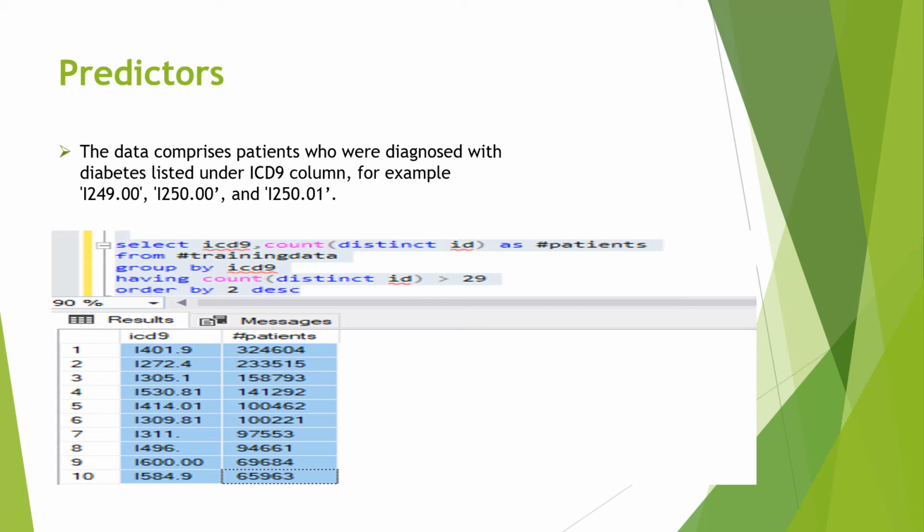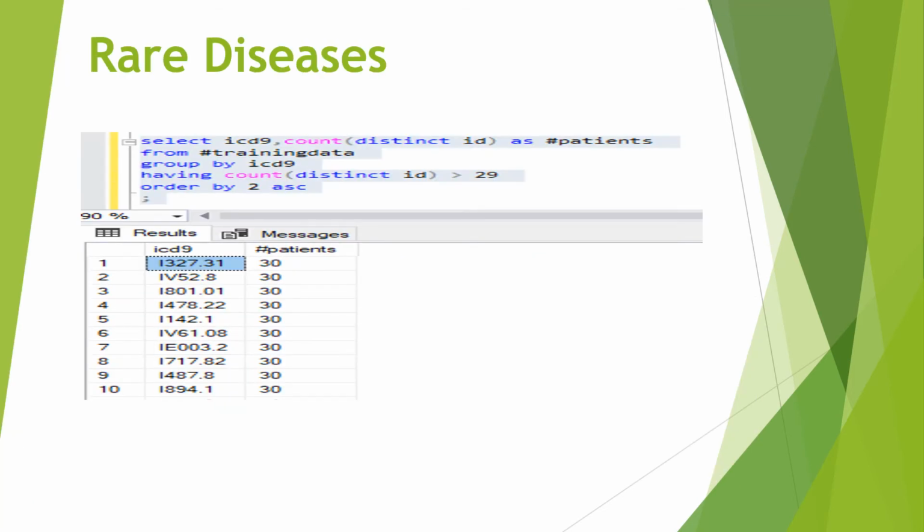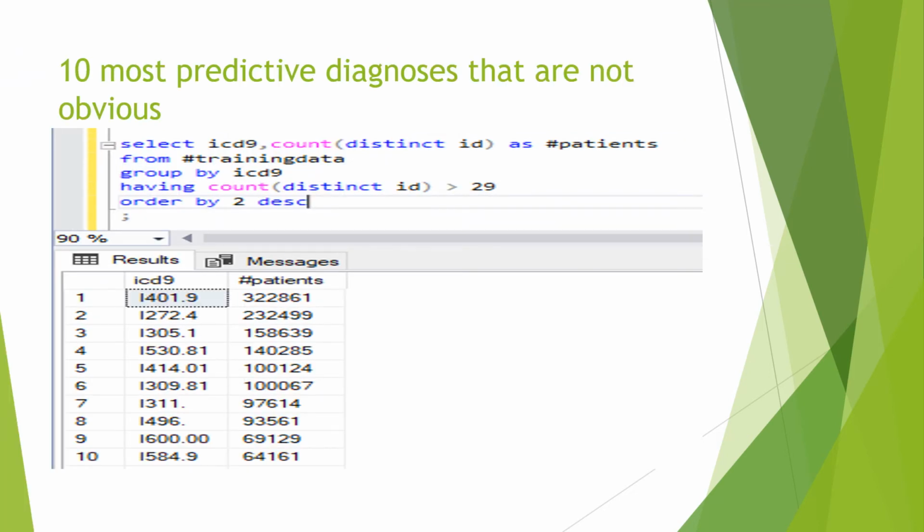So in the query that I have shown, I have identified age through age at first DM. The gender part I was not able to identify from the current data. These are the diagnoses that occur more than 29 times and are the rarest. This is the data that has the 10 most predictive diagnoses that are not obvious.